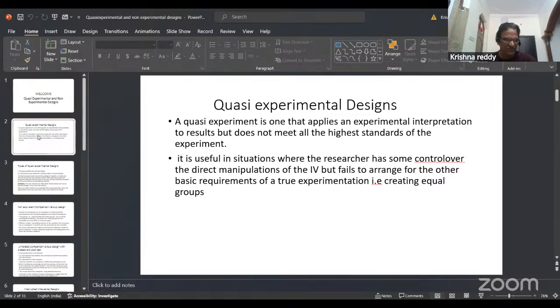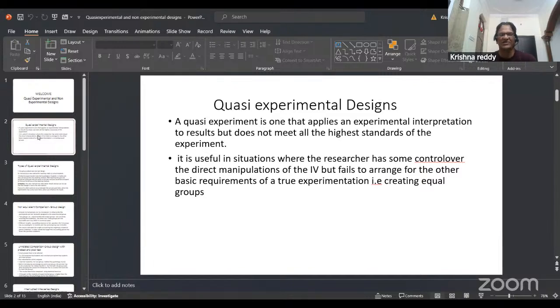So quasi-experimental design does not satisfy all those standards of the experiment. That's the reason why we can call it a quasi-experimental design. Even the experimenter may not be perfect, and it may be difficult for the experimenter to control variables also. And again, there may be certain facilities needed to conduct this properly. So the apparatus which is required for this experiment may also be missing certain things.